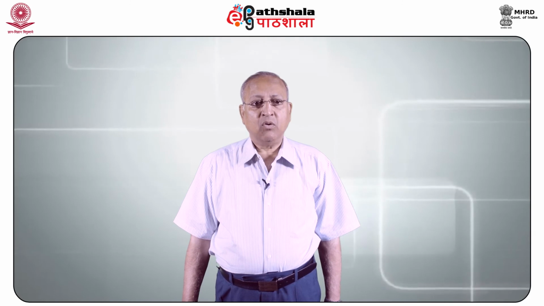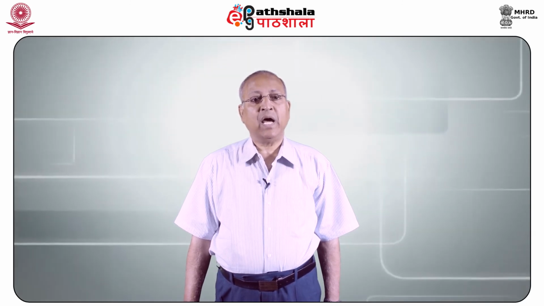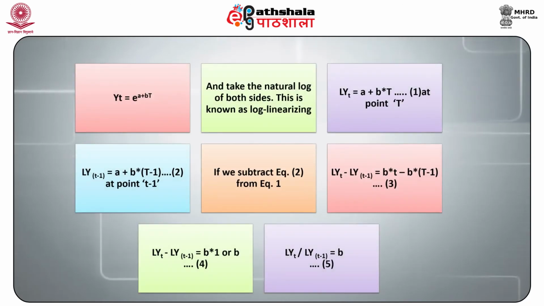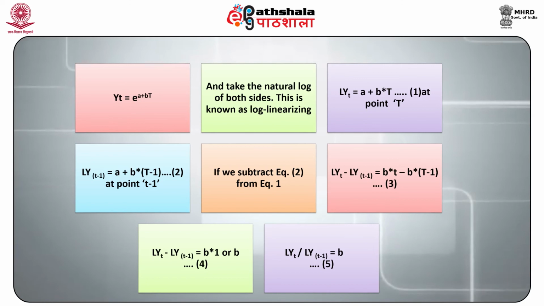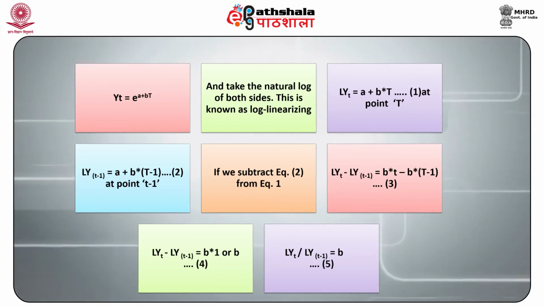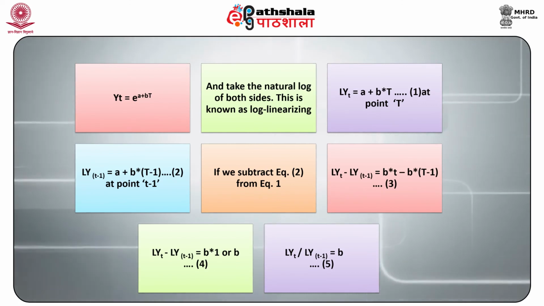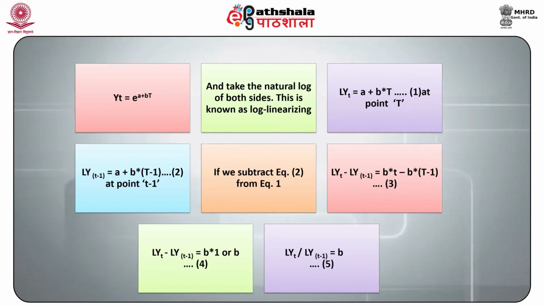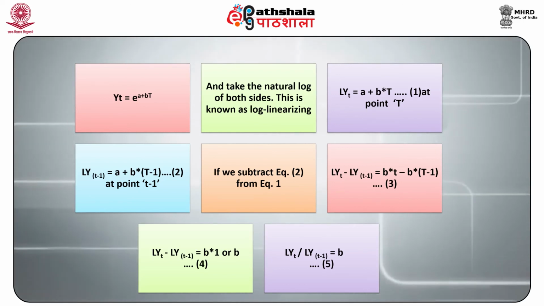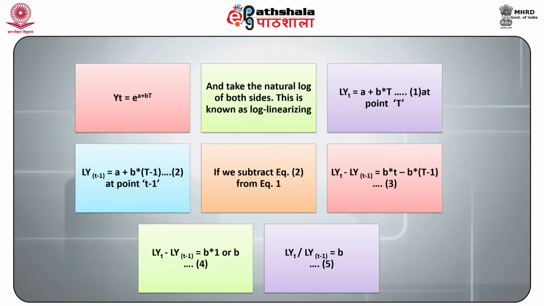Growth rates. How do we compute the growth rate with the help of an exponential function? Once again, we consider the function y_t = e^(a plus bt). Taking natural log of both sides, we arrive at the log linearized version of this exponential function, which is L y_t = a plus b into T. Please note that here capital T is not the subscript, but it is a variable which stands for time. If it is annual data, then we will treat this as years. It could be monthly, quarterly, or even daily data. So, time refers to the variable at a given point of time.